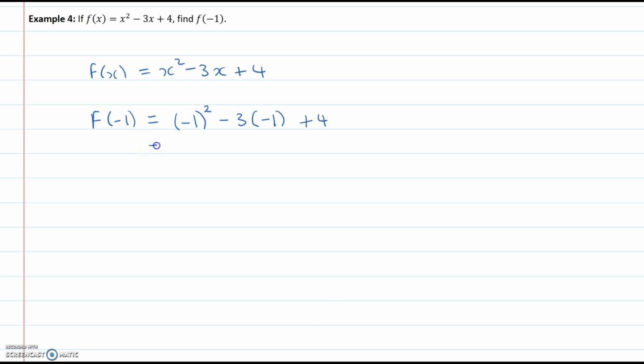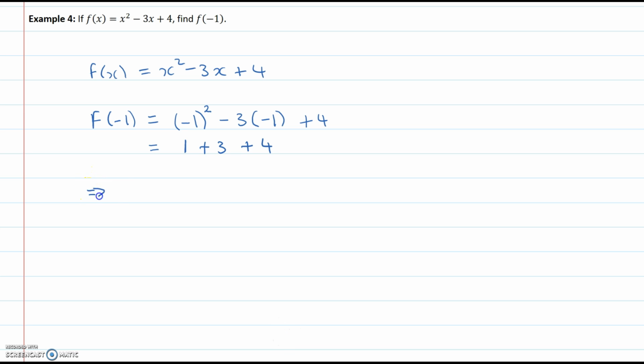And then we just work through this like we would in any other case. So negative 1 squared, negative 1 by negative 1 is going to be 1. Remember that when you square negative numbers, you get a positive. Minus 3 by minus 1, we're multiplying here. The 3 is right up against the parentheses, so that's multiplying. So it's negative 3 by negative 1, which is plus 3, and then plus the 4 at the end.